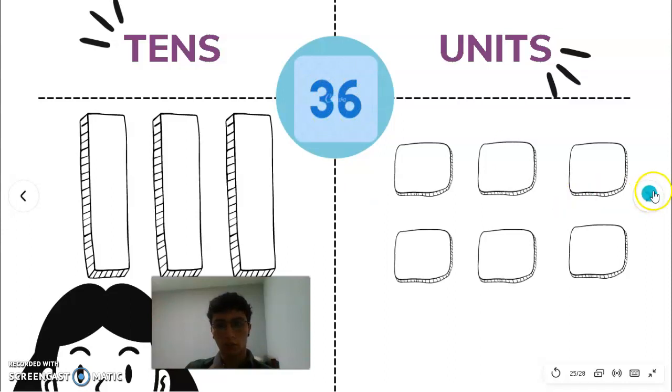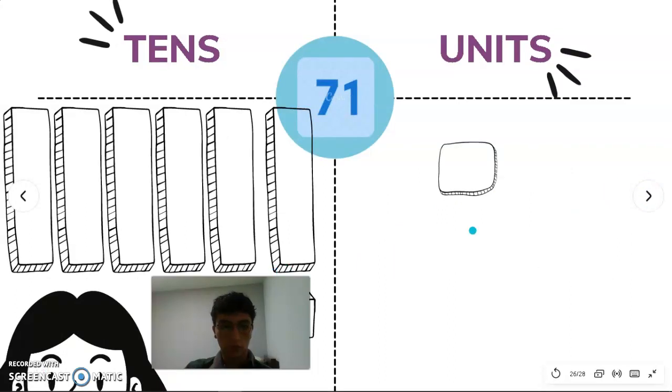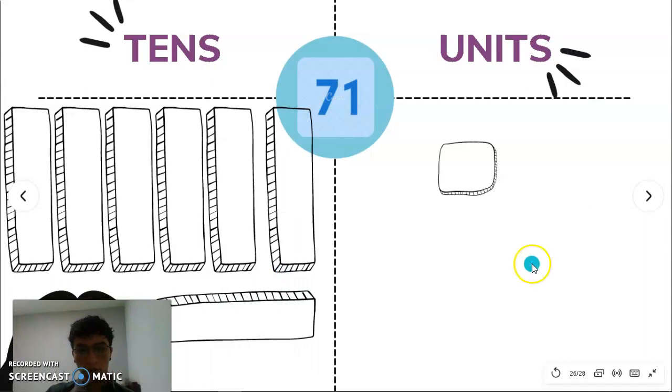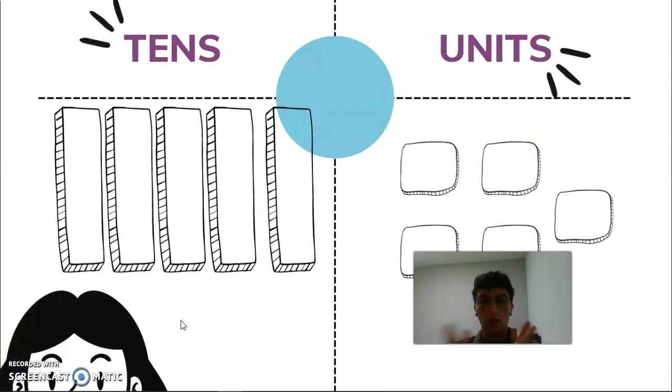Remember, here we have another example. Number 71. We have here, remember, the first number represents the tens, and the second one represents the units. So we have here 71. 1, 2, 3, 4, 5, 6, 7. 7 tens and 1 unit.